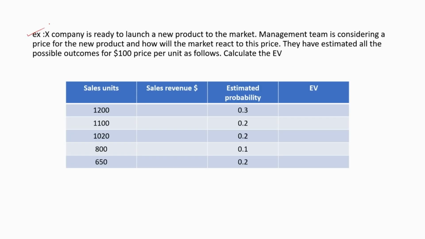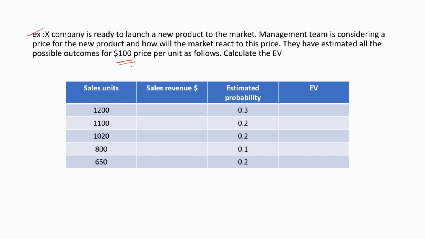Let's do this example. X company is ready to launch a new product to the market. Management team is considering a price for the new product, and how will the market react to this price? They have estimated all the possible outcomes for $100 price per unit as follows. Calculate the expected value. This means management team is considering different scenarios for different prices.